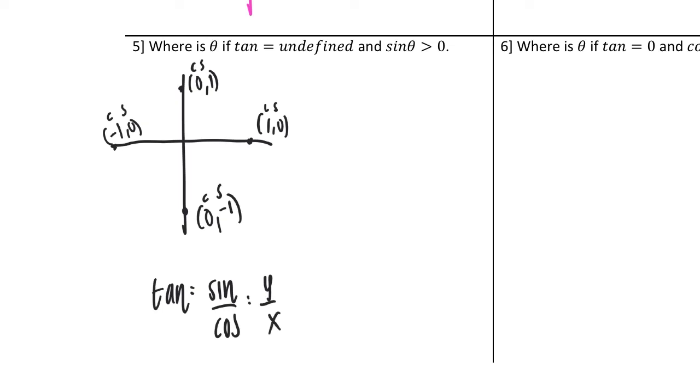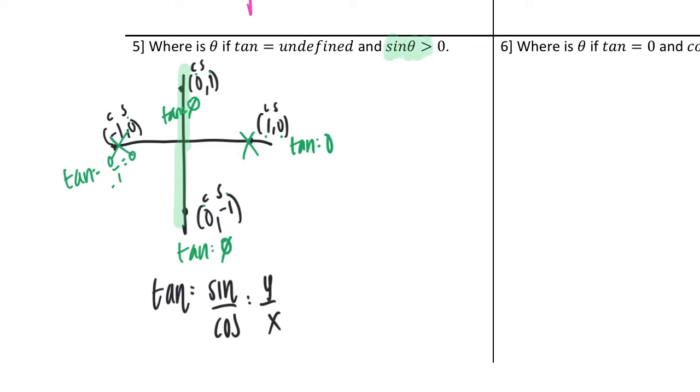So let's go around and find what tangent would be at each of these locations. Sine, 0, divided by 1 would give us 0 at this location. So it can't be there. Sine, 1, divided by 0, cosine, would give us undefined at this location. So it could be there. At 180 degrees, sine, 0, divided by negative 1, cosine, would give us 0. So it cannot be there. And last but not least, down here, negative 1 divided by 0, your sine divided by your cosine, would give you undefined. So we're either up here or down here.